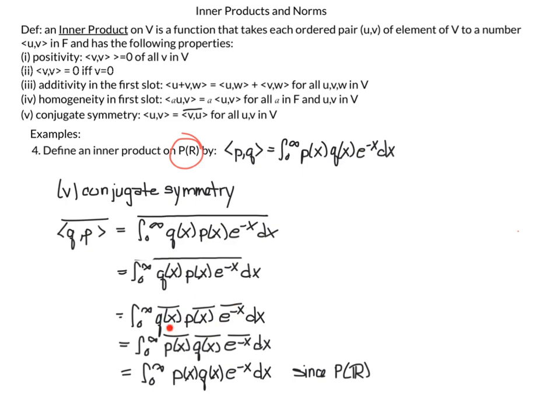Now, because multiplication of functions is commutative, I can switch the order of the p of x and q of x. So I have the integral from 0 to infinity complex conjugate of p of x, complex conjugate of q of x times complex conjugate of e to the minus x. And now, because these are real valued functions, we're only putting in real numbers, the complex conjugate is equal to the function. So we have the integral from 0 to infinity p of x times q of x e to the minus x. And this is simply equal to the inner product of p and q. So we have shown conjugate symmetry.